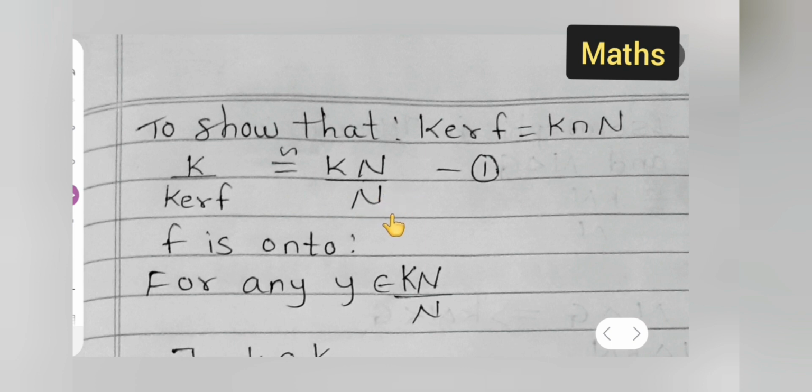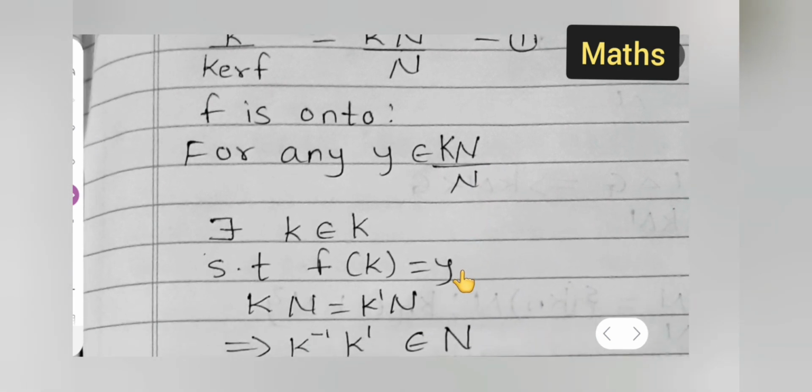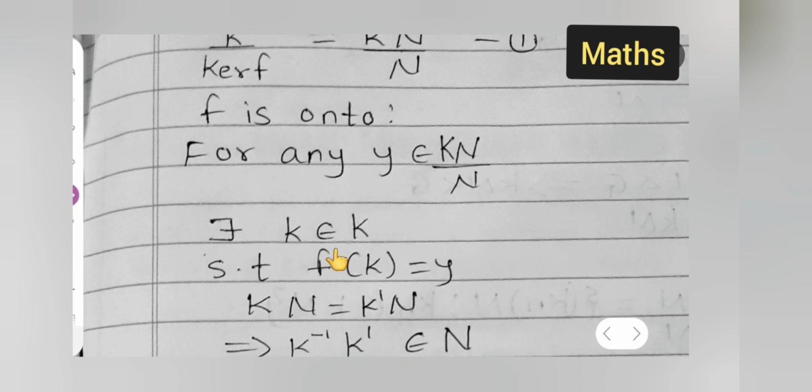Okay, this is what we have as equation 1. But before that we need to prove that f is onto. So we have to show that f is onto. For any y belonging to Kn upon N, there exists small k belonging to capital K such that f of k is equal to y.